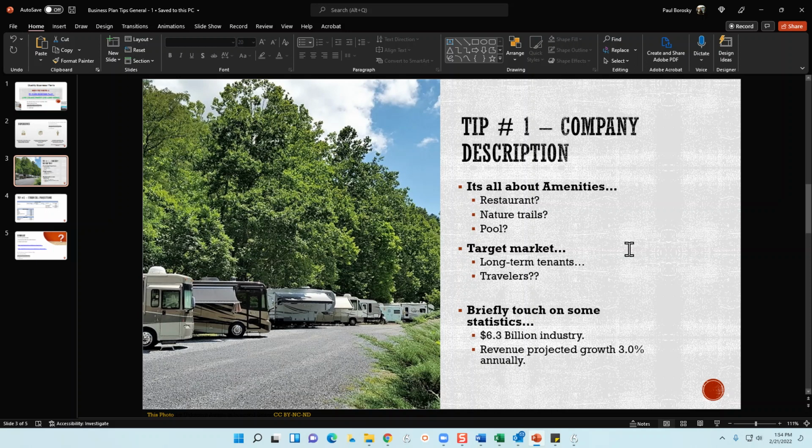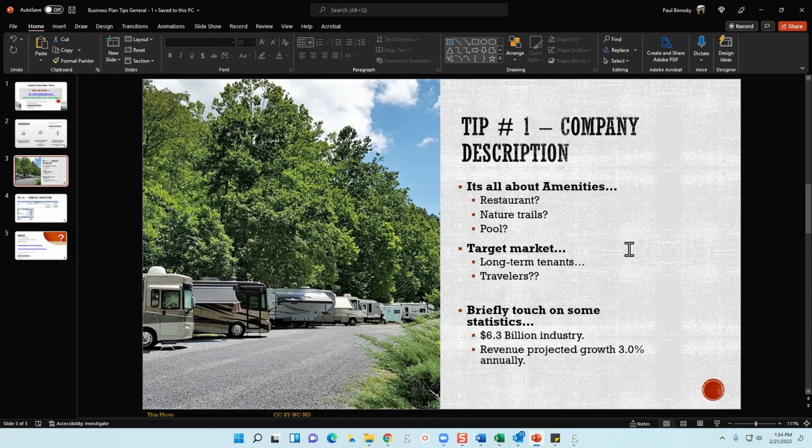Also, really drill down on some amenities that your competitors in the area do not have. For example, if you're on the water, other RV parks in the area might not be on the water, so make sure to talk about that. So drill down on not only some of the big amenities, but also touch on a few of the amenities that the other competitors in the area don't have.